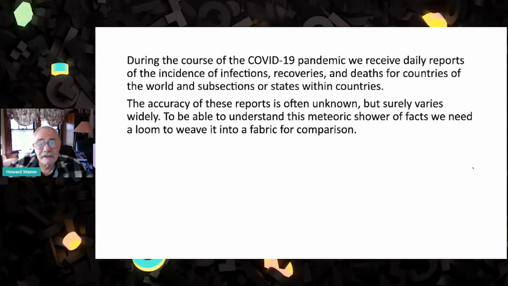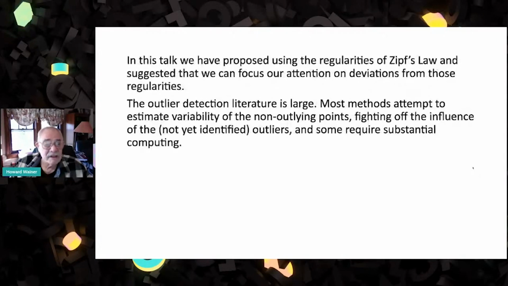During the course of the COVID-19 pandemic, we received daily reports of the incidence of infections, recoveries, and deaths for countries of the world and subsections or states within countries. The accuracy of these reports is often unknown, but surely varies widely. To be able to understand this meteoric shower of facts, we need a loom to weave it into a fabric for comparison. In this talk, we've proposed using the regularities of Zipf's law and suggest that you can focus our attention on deviations from those regularities.